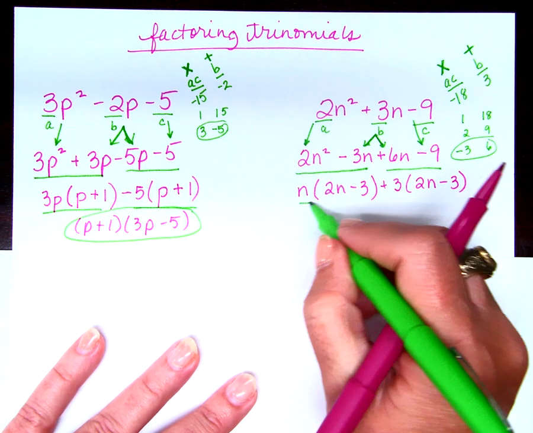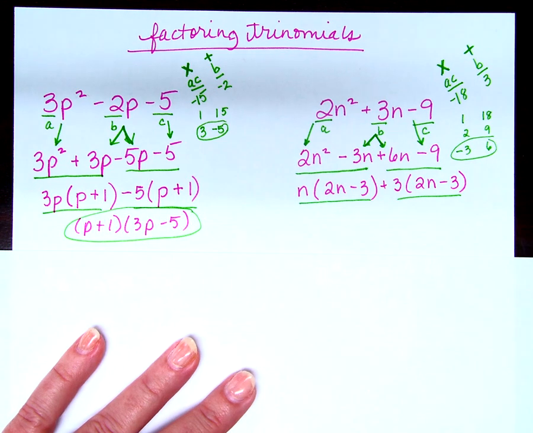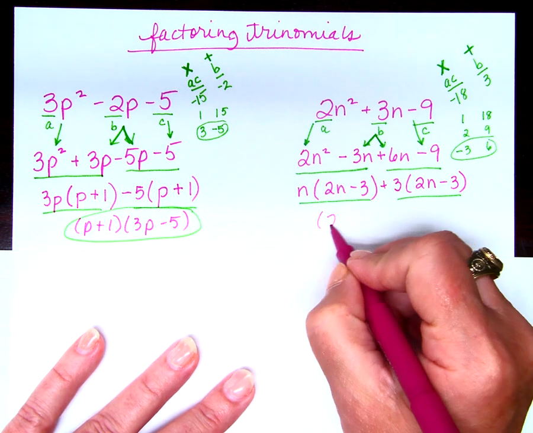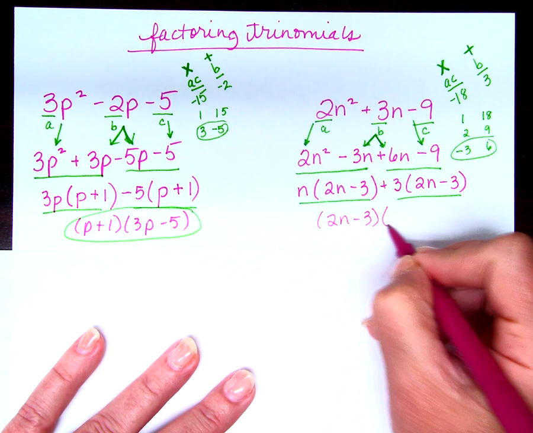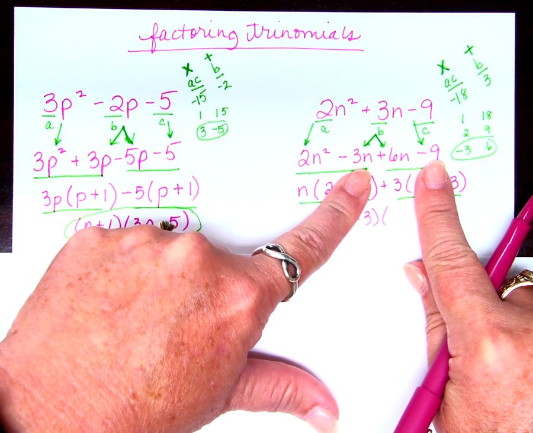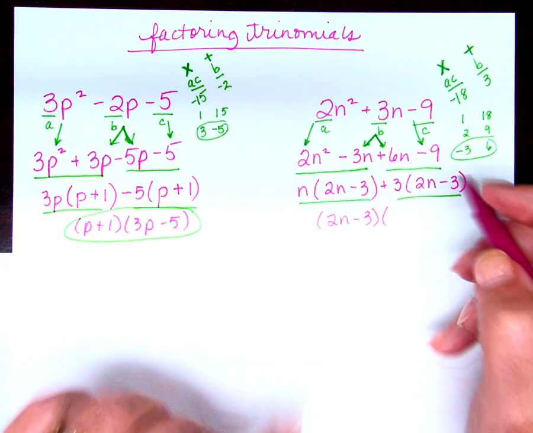What's common in these two terms? What are they both divisible by? 2n minus 3. And what's left if I divide by 2n minus 3? n plus 3.